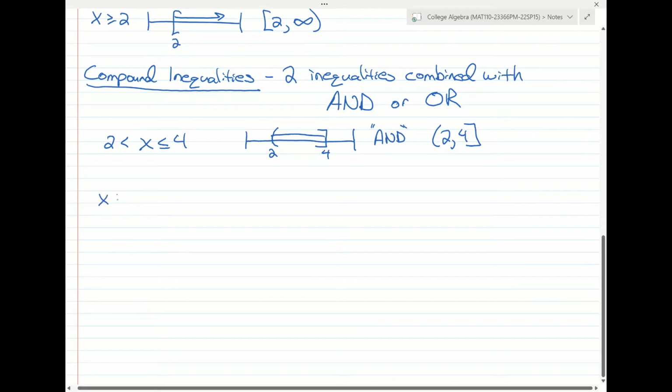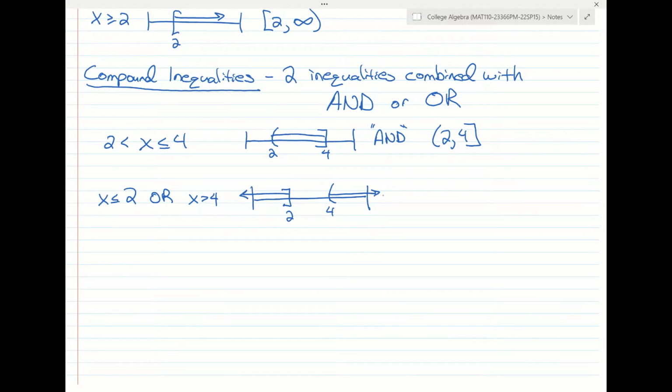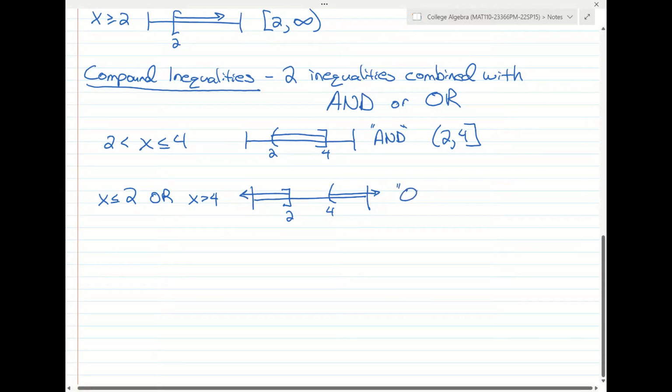If we had x is less than or equal to 2 or x is greater than 4, the way this would look on a number line, you'd put a bracket on 2 and go this way. You'd put a parenthesis on 4 and go this way. We actually have two inequalities that we'll be joining together. This is an example of an OR problem.